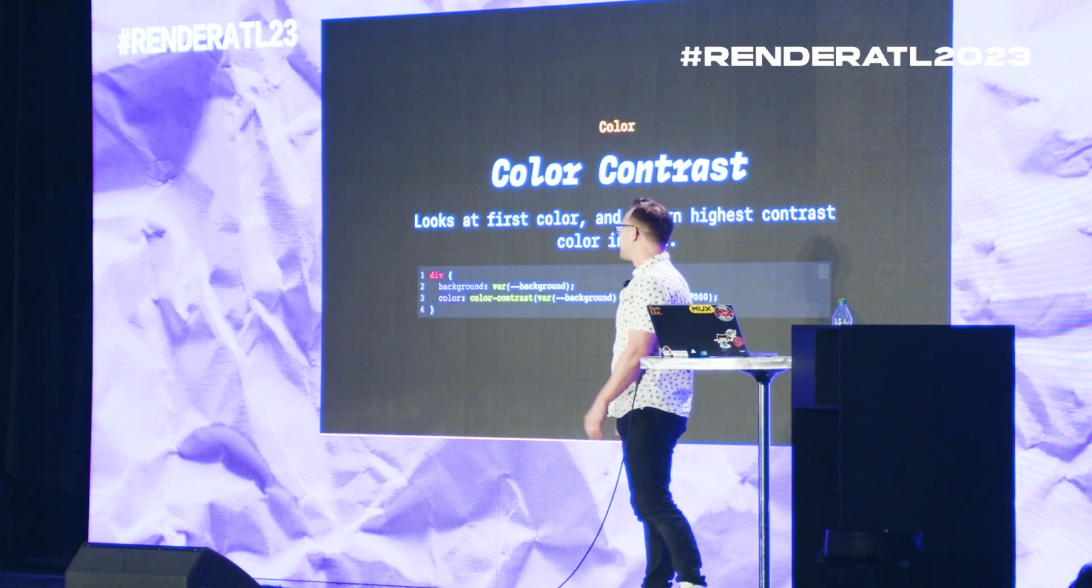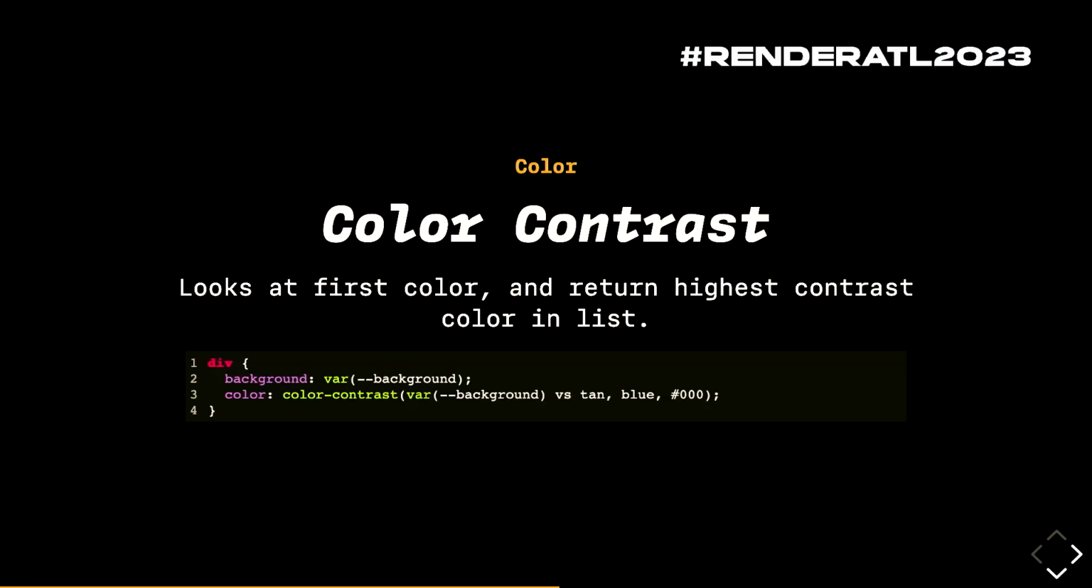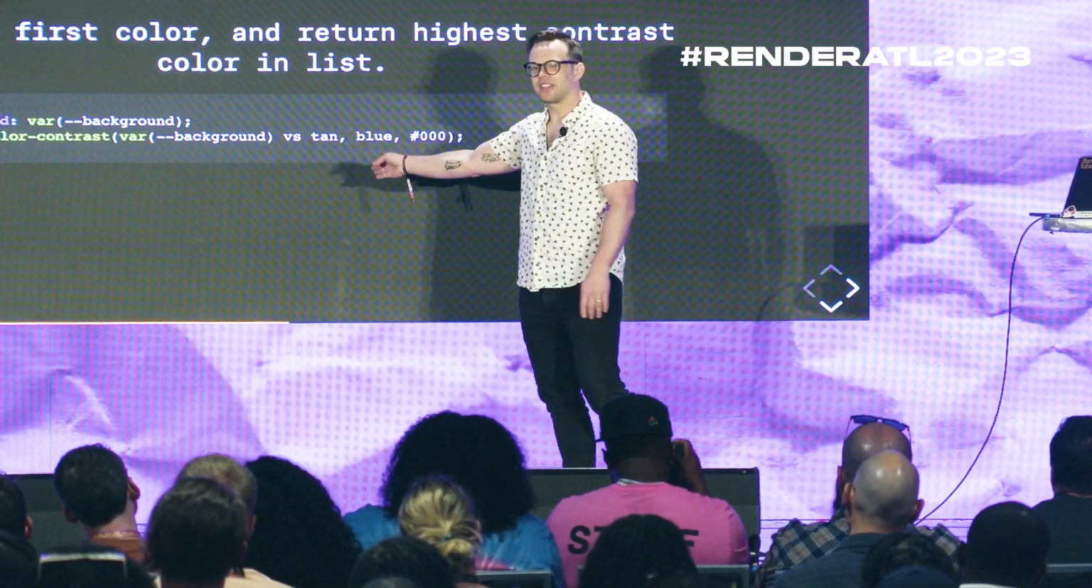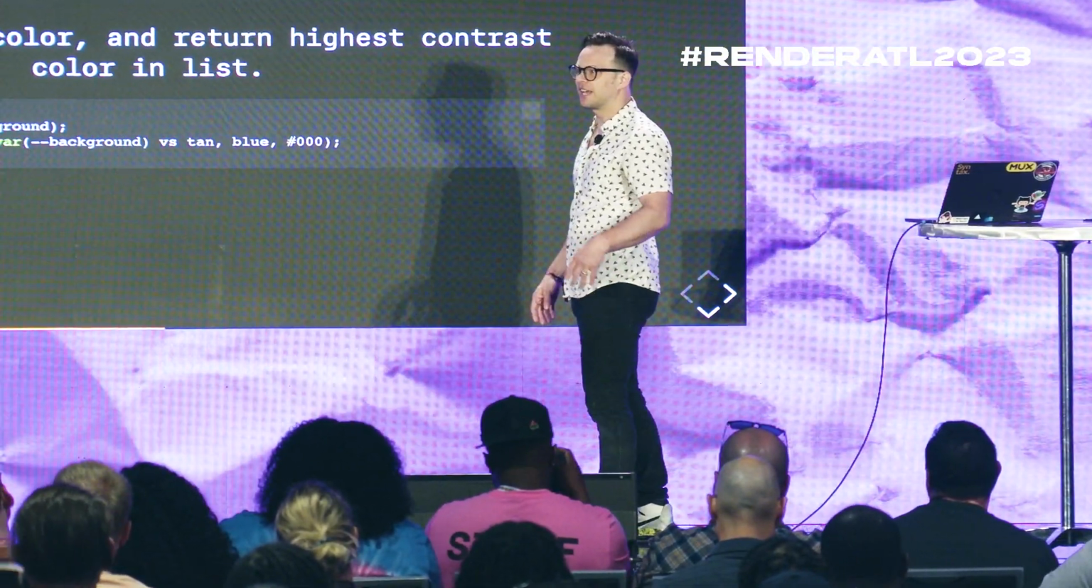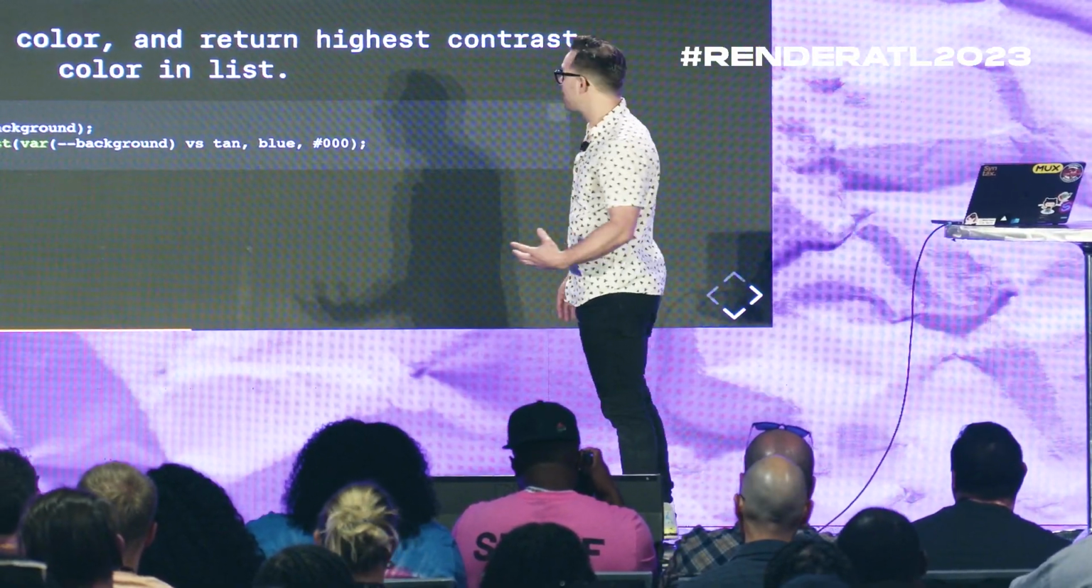OK. Next up is color-contrast. All of these are really exciting for me, but color-contrast is super exciting because what color-contrast does is it takes a color and then compares it to a list of other colors and then returns the one that has the highest color contrast value. And you can even specify the degree of contrast that you need.